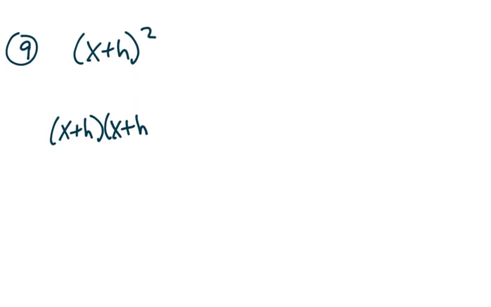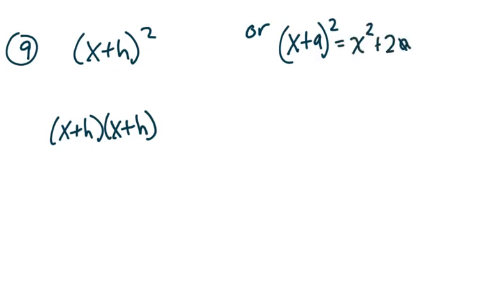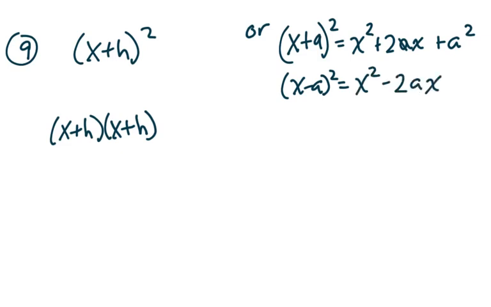Okay, number 9. Number 9 says to expand this. Now you can do one of two things. You could either do FOIL here, so you have x plus h times x plus h, or you can use a special product rule that says if you have a square, this is x squared plus 2ax plus a squared. Remember, if it was a minus sign in between it, the only thing that's different is the middle term is minus. But you don't have to remember those rules.